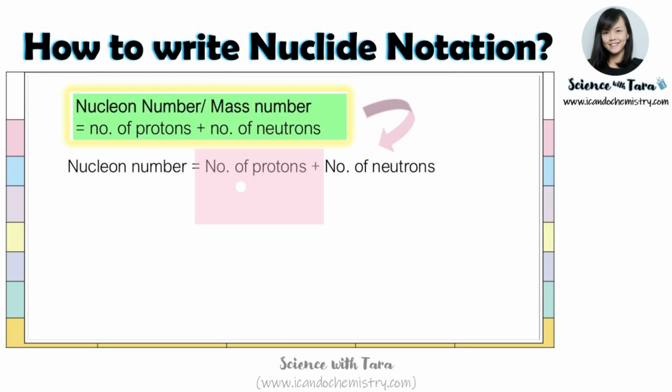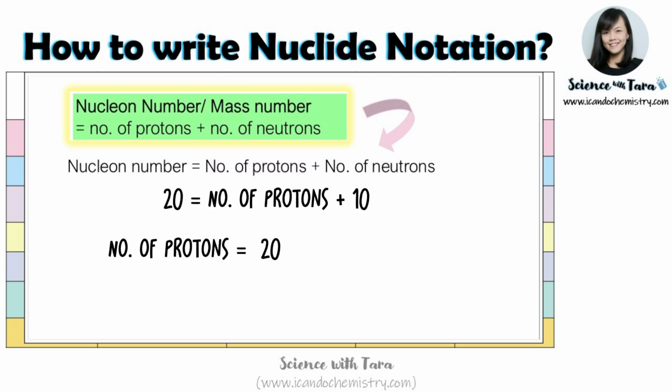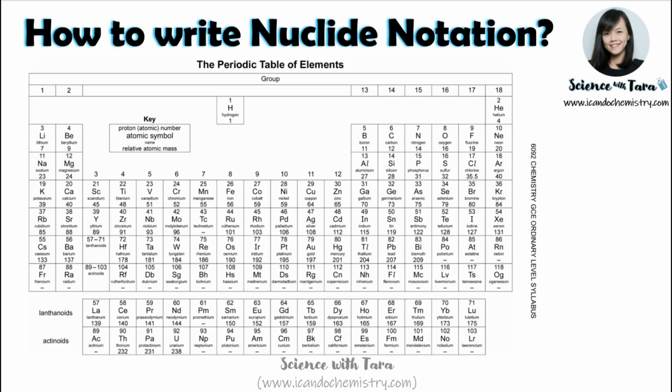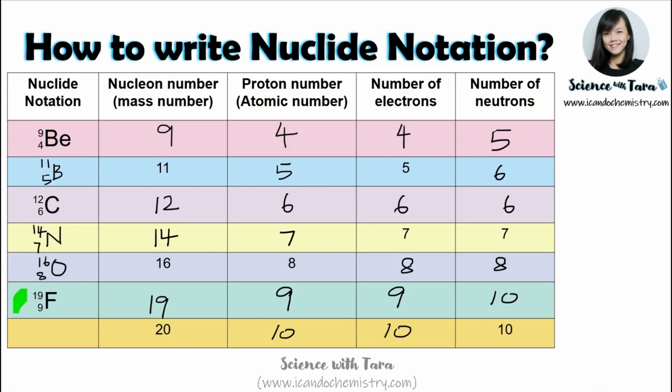Last row, find the number of protons. Now, number of protons is given by the nucleon number minus the number of neutrons, which is 20 minus 10 gives you 10. What element is this? Find the element with proton number 10. Yes, you got it. It's neon. Let's complete the nuclide notation. Ne, with 20 at the top and 10 at the bottom.